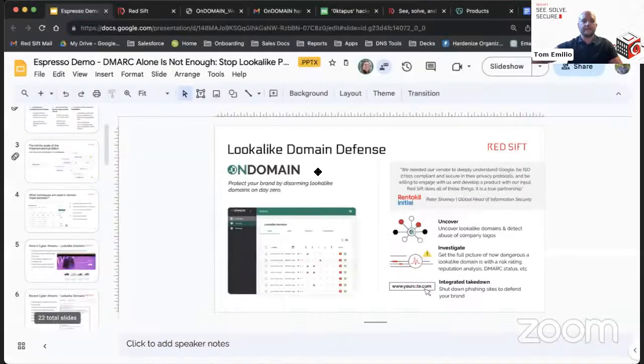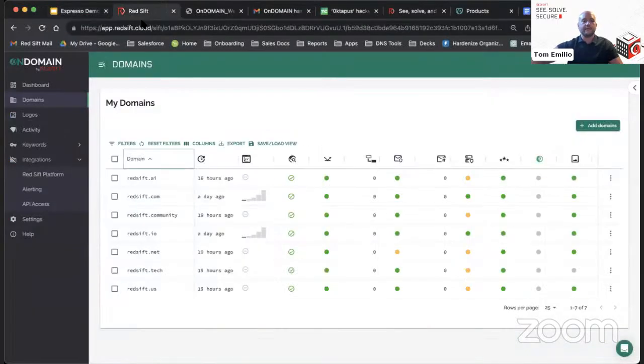All right, so let's pivot out of the deck and get into the platform here. So right now I'm just on our domains page. These are domains that I've added to this demo account. So these are some of Redsift's domains. They're not all of them, but we're saying, hey, we own these domains. So by adding these domains here, we're kicking off the lookalike engine to start scanning the web for anything that looks like this. We'll get to those lookalike domains in a second.